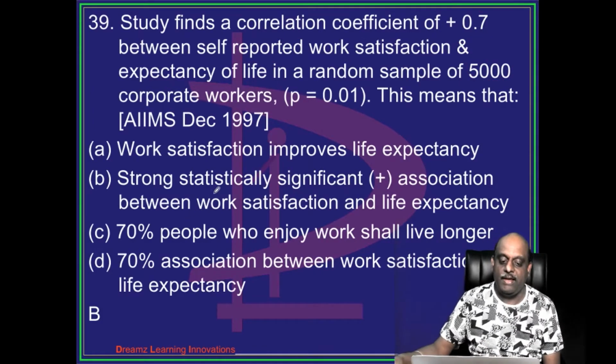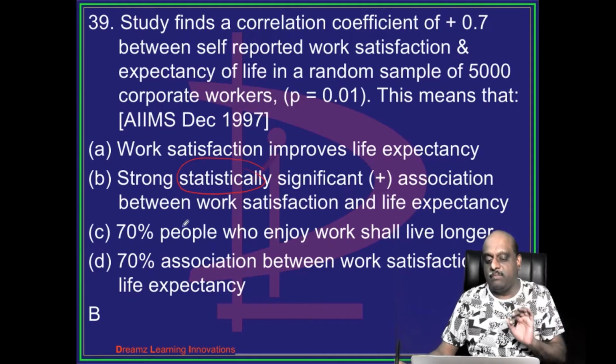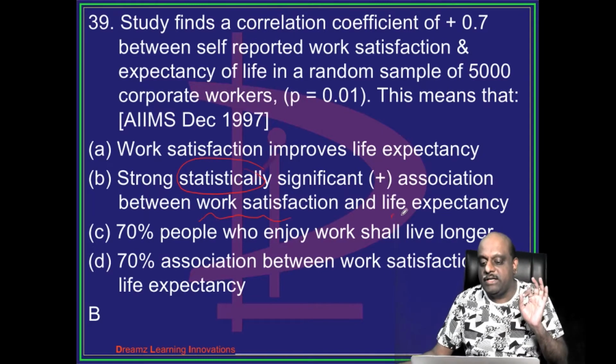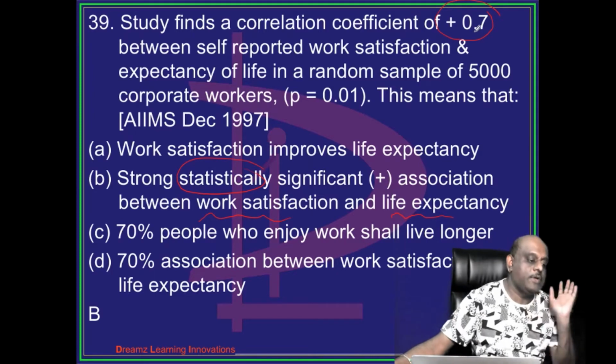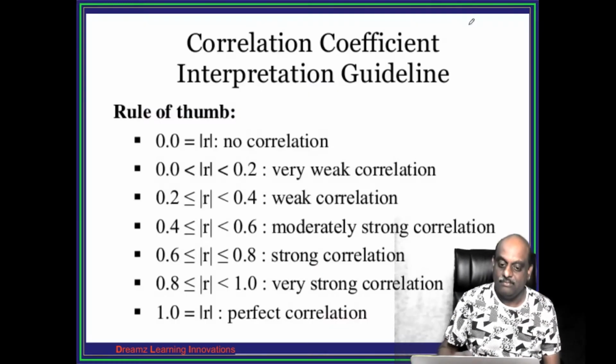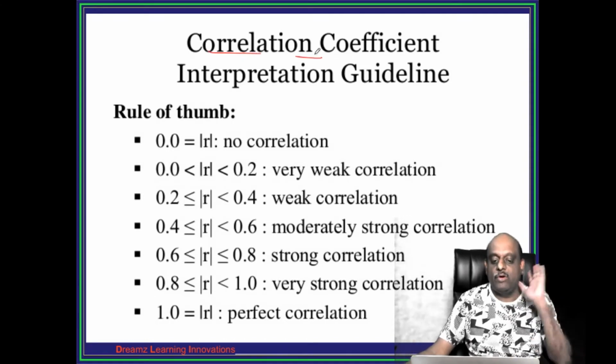It means to say that there is a strong statistically significant association between work satisfaction and life expectancy because the correlation coefficient value is 0.7. Now comes, how do you interpret correlation coefficient?